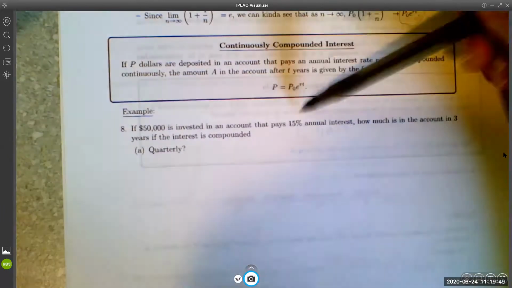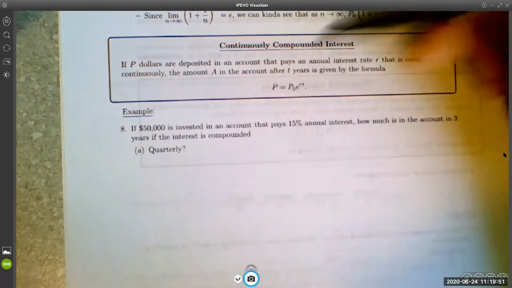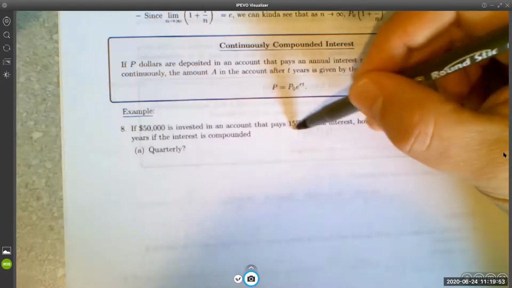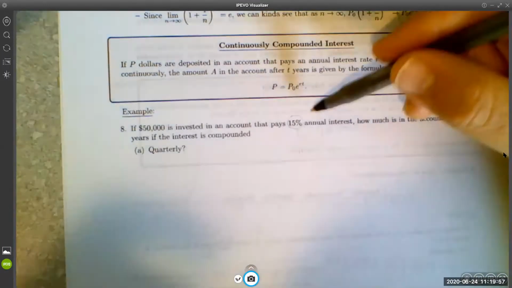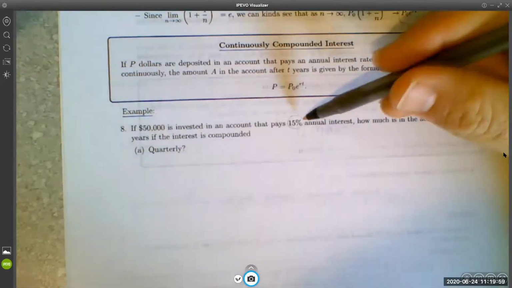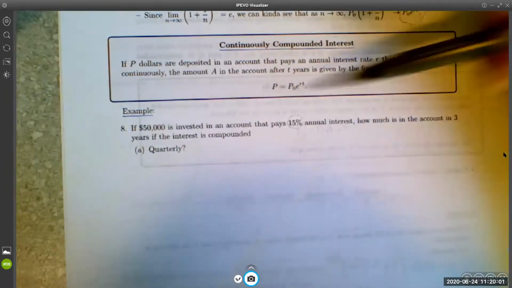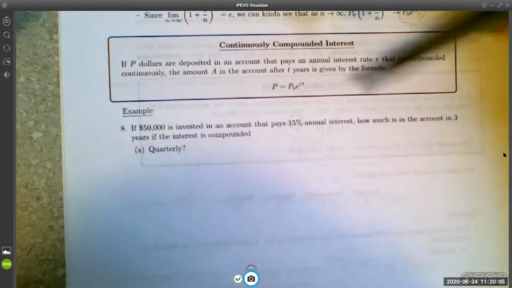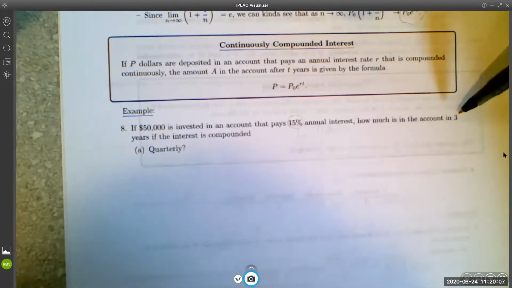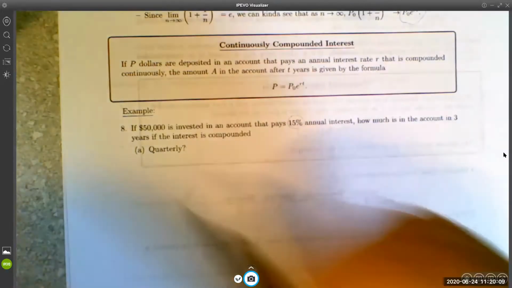$50,000, 15% interest. Oh my goodness. If you ever found an account that paid you 15% annual interest, sink every penny you've got into that account, because that is ridiculously large. But anyway, $50,000, 15% annual interest. How much is in the account in 3 years if the interest is compounded quarterly?